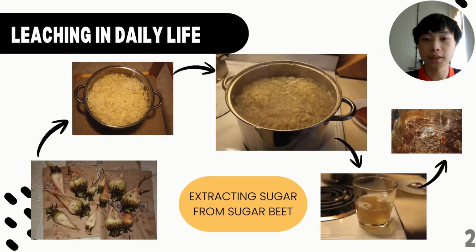Hello everyone, my name is Louis Hong. You might think that leaching is an industrial technical term, but leaching is actually something that regularly occurs in our daily lives. For example, leaching process is used to extract sugar from sugar beet. When sugar beet is boiled, the sugar seeps from the sugar beet into the water. This gives us a sugary water that can be dried to obtain sugar.